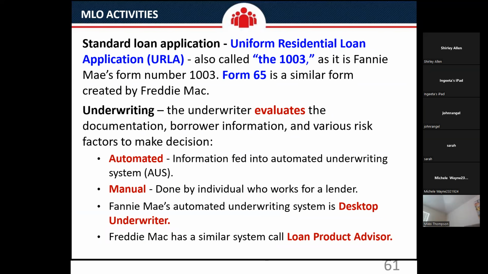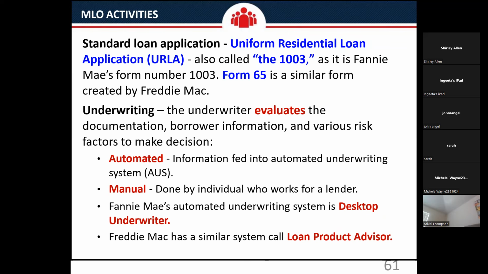Automated: information fed to the automated underwriting system, the AUS. Most of the time you hear everybody saying, can you put it in the AUS? Can I get a DU? Manual: maybe some smaller lenders would have an individual who just works for the lender and does it all by themselves, with the calculator.